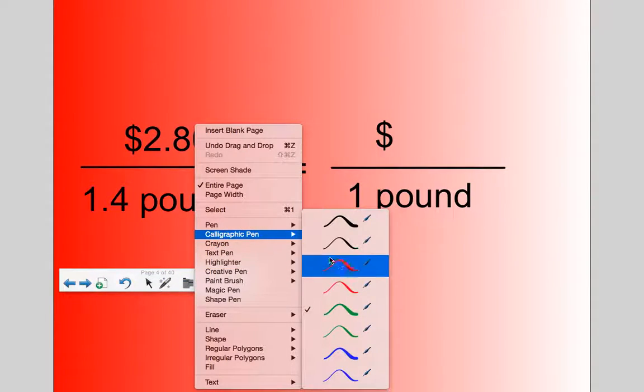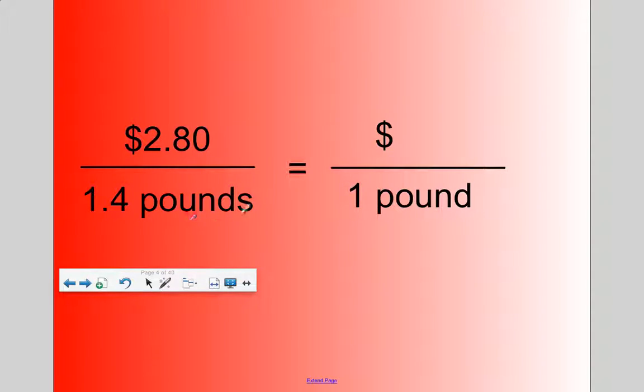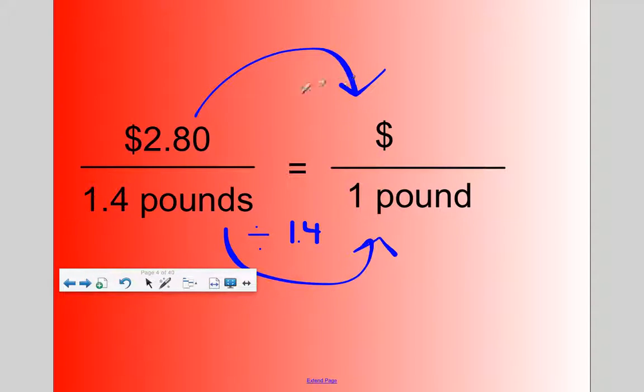Well, let me use my calligraphy pen. I'll use blue. To break it down from 1.4 to 1 pound, I have to divide by 1 4/10. Because what is 1.4 divided by 1.4? 1. So I need to divide the numerator and denominator by 1.4. So what is 2.80 divided by 1.4? If you forgot how to divide decimals, please go back to the previous lessons and see how to divide them.